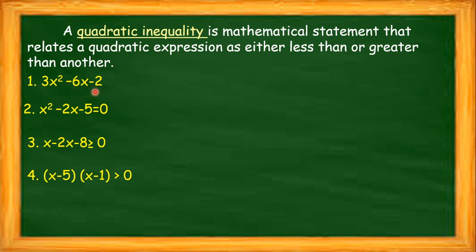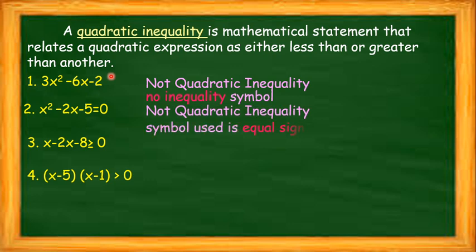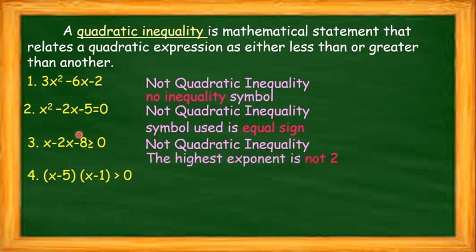Number 1. Let's describe this number 1. Is it quadratic inequality or not? Number 1 is not quadratic inequality because there is no inequality symbol. Number 2 is not quadratic inequality also because it uses an equal sign. While number 3 is not quadratic inequality. There is inequality symbol but this equation is not quadratic because the highest exponent is not 2.